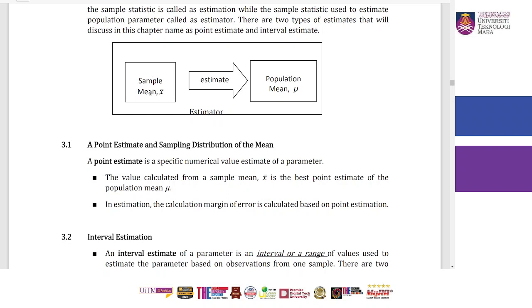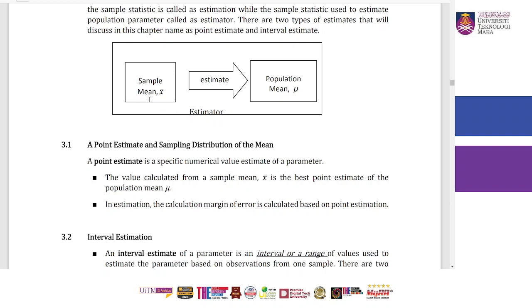Sebab dia menunjukkan satu nilai. So, a point estimate is a specific numerical value estimate of a parameter. So, ini yang dimaksudkan dengan point estimate. So, kita ada satu lagi, interval estimation. So, we have point estimation and interval estimation.